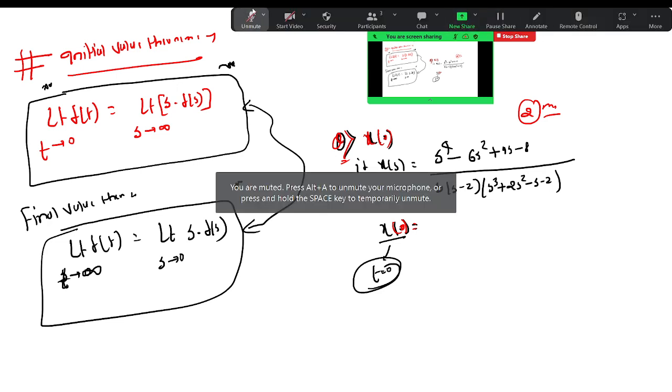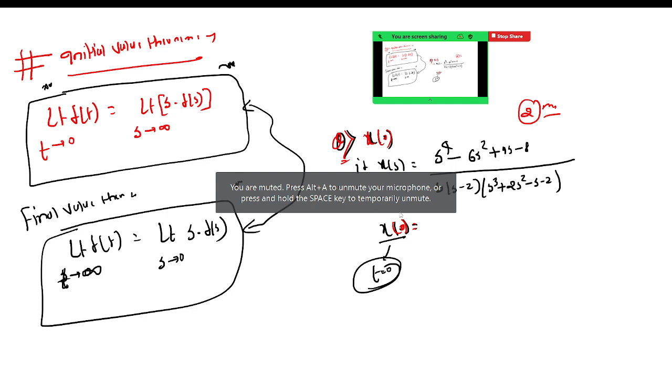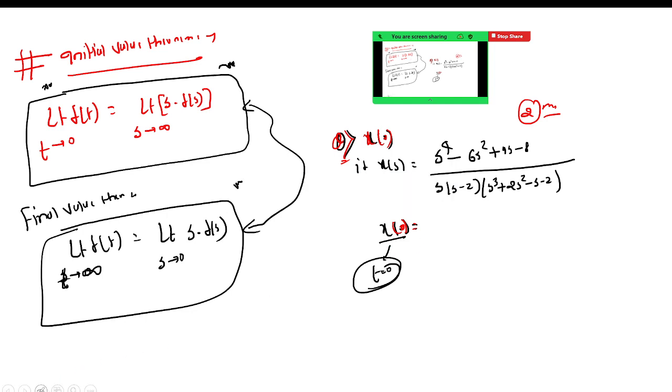So let's see how we can solve this particular problem. Since we are very much interested in knowing the value of the function at t equals 0, let's check whether we can apply the initial value theorem or not. First we have to check the roots of the denominator. I have told you to check the roots of s into X(s), right? So s into X(s) is equal to this particular value.